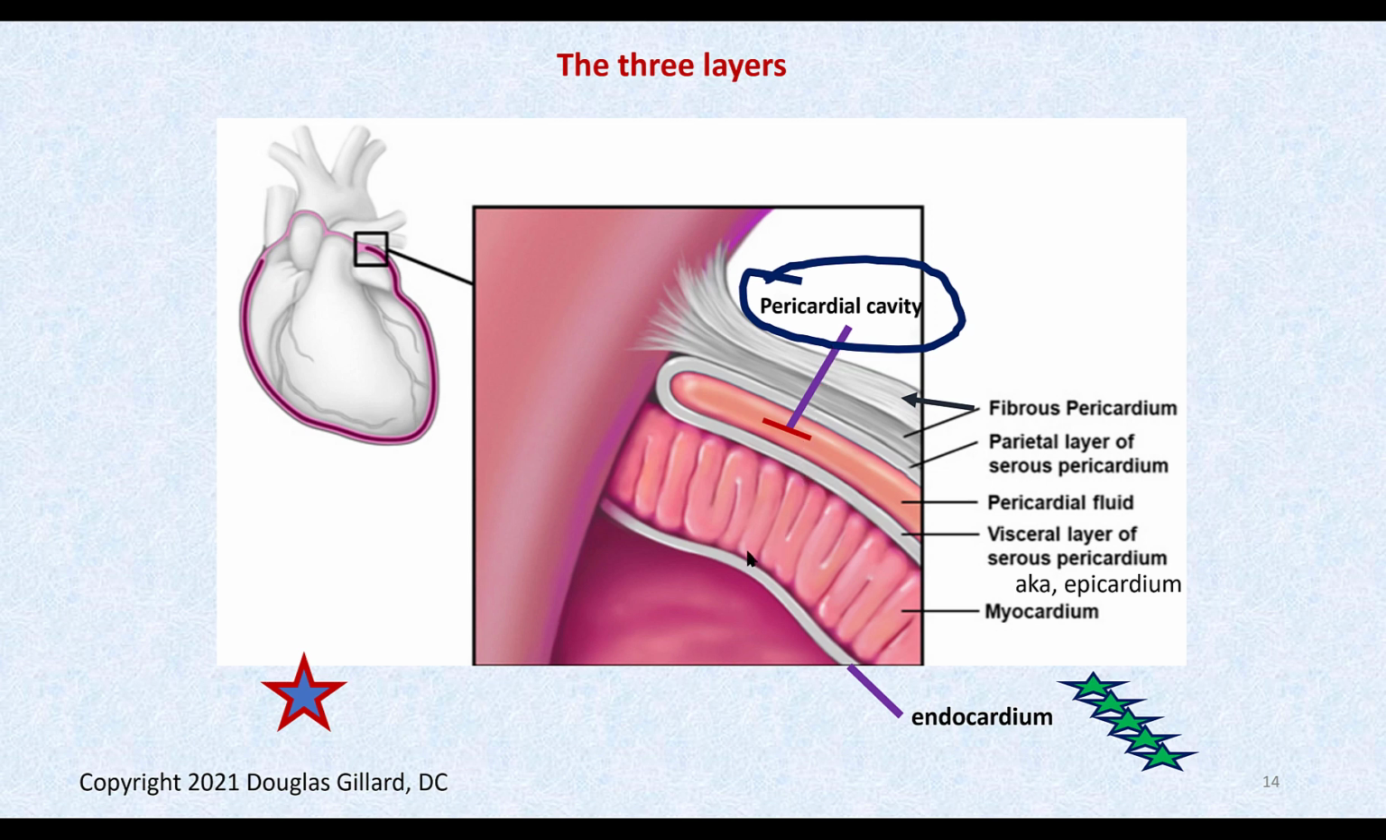Here's the 3 layers. Here's the endocardium. Endocarditis, we just looked at an inflammation of this layer. The blood is in here, circulating around. There's the myocardium, where the smooth muscle cells are that power the heart. And then we have 2 main layers.